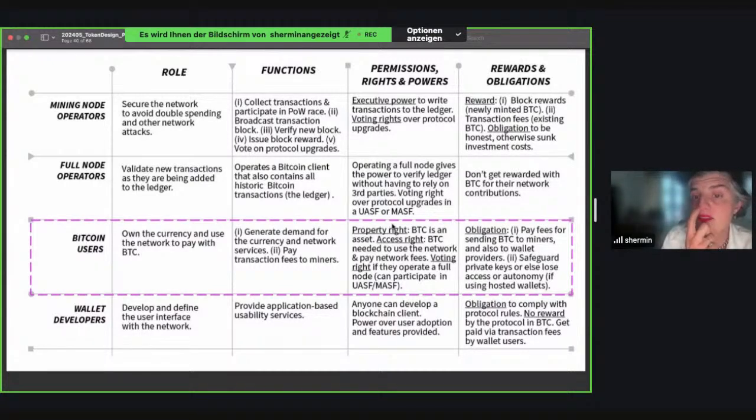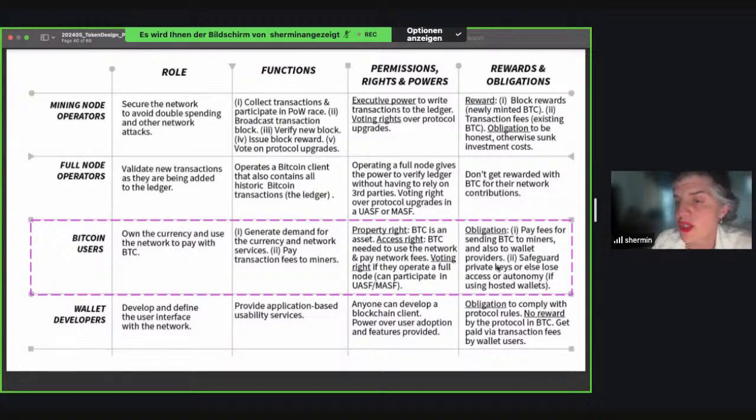As for the permissions they have in the network, as a Bitcoin owner, they have the property right to Bitcoins. They are the only owners, and nobody else will be the owner. This is the whole point of validating ownership of Bitcoins at a given time. They have access rights to the Bitcoin network to be able to use it and pay for network fees. They don't have direct voting rights. As I mentioned before, only mining node operators have direct voting rights. If a user operates a full node, they can participate in the user-activated soft fork or hard fork.